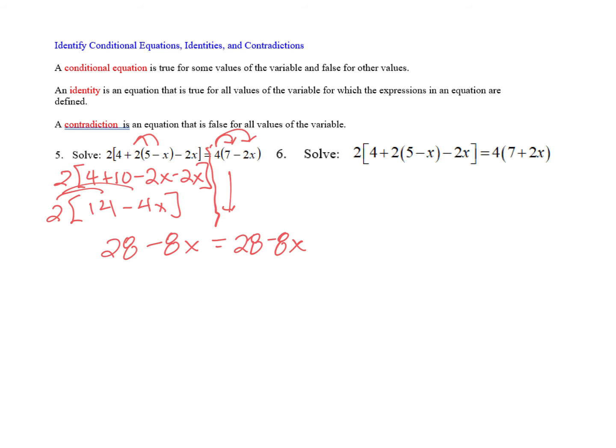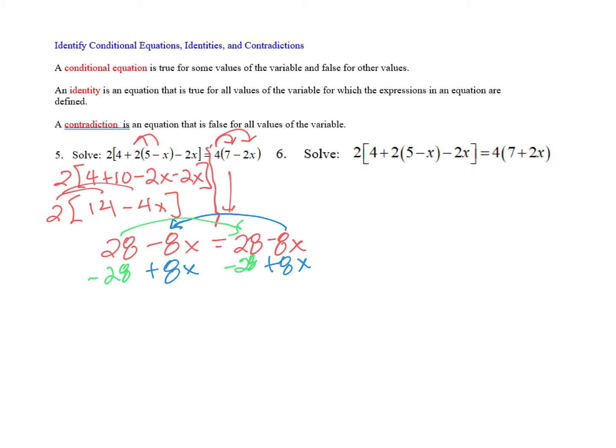Now, if we follow the steps we've been following, I'm going to choose a side to move my variable to. So let's say I move my variables to the left, and I move my numbers to the right. So variable to the left means I have to do plus 8x. And numbers to the right means I need to do minus 28.